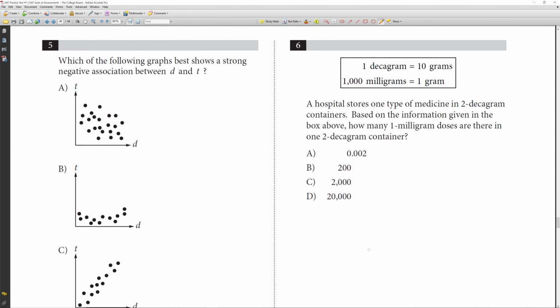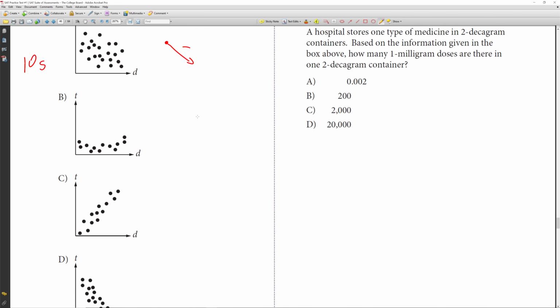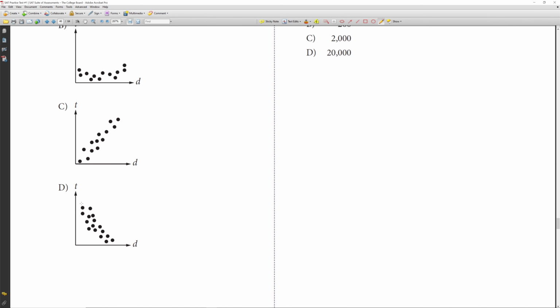Good. Problem number 5. It looks like a bunch of scatter plots that we need to look at. Which of the following graphs best shows a strong negative association between D and T? Since you're just choosing which scatter plot to use, this is actually a 10-second problem. Negative association means a minus slope. A minus slope has an upper left to lower right trend, and the only one that has that is choice D. That was easy.